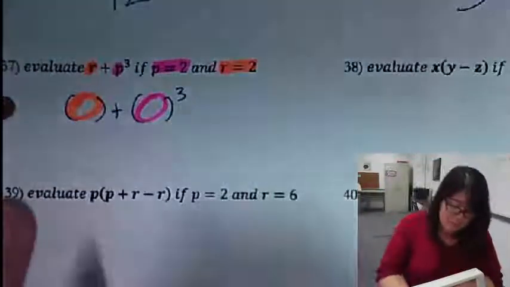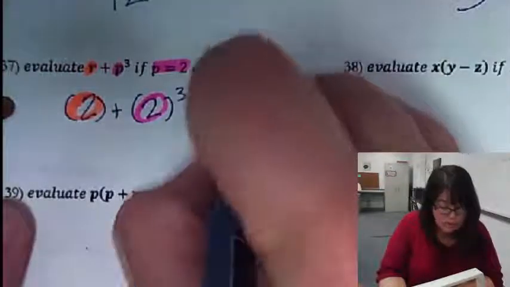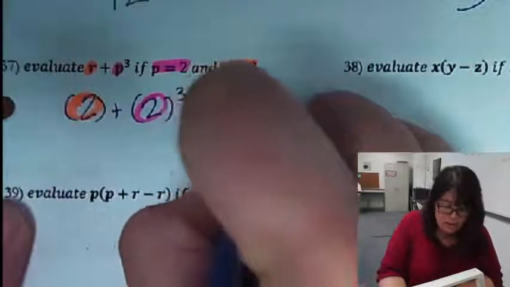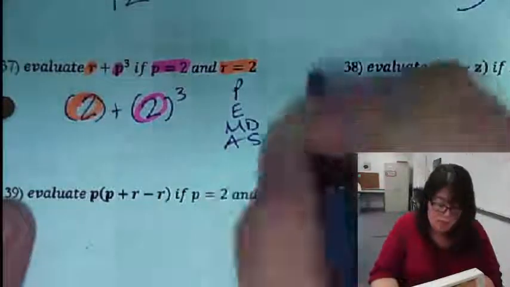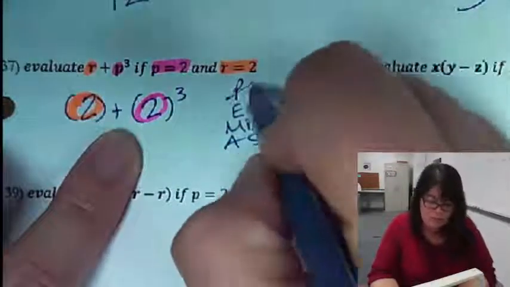Let's plug in. R is 2. That goes in here. P is 2. That goes in here. Once everything is plugged in, I'm going to follow my order of operations. So, parentheses. There's nothing inside parentheses that need to be done, so we're good.